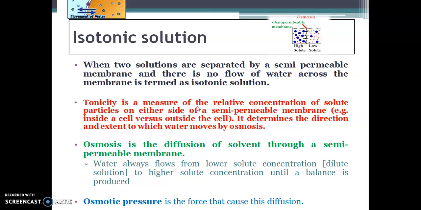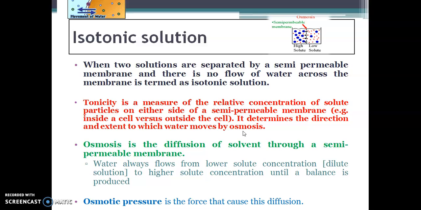Simply, tonicity is the measurement of the relative concentration of solute particles on either side of the semi-permeable membrane, for example, inside the cell versus outside the cell. It is known as tonicity. Tonicity determines the direction and extent of water movement by the osmosis process.